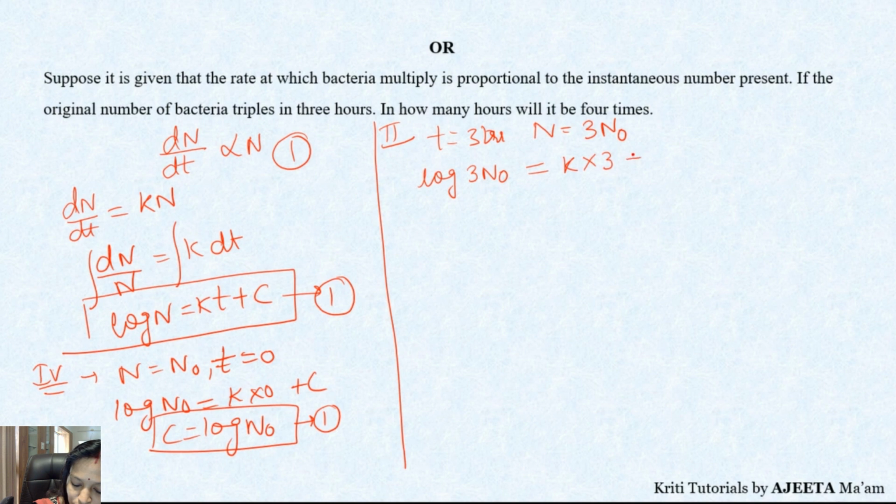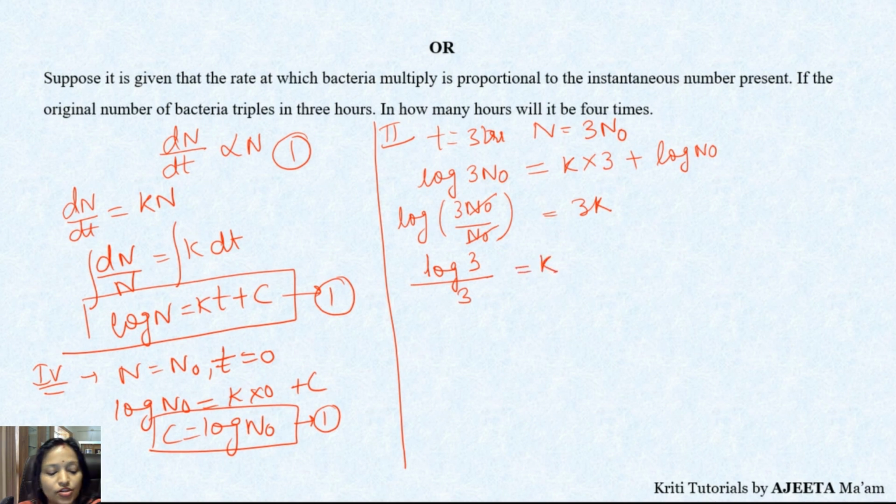k we have to find. t is 3. And what is your c? Log N0. Now let's move it: log 3N0 by N0. Again, you move it here, so it becomes a minus sign, and log A minus log B is log A by B. That's 3N0 by N0. So log 3 upon 3 is your k. Okay, that's your k value.